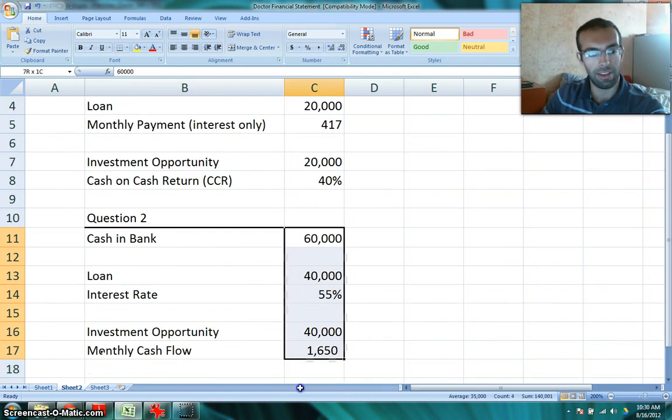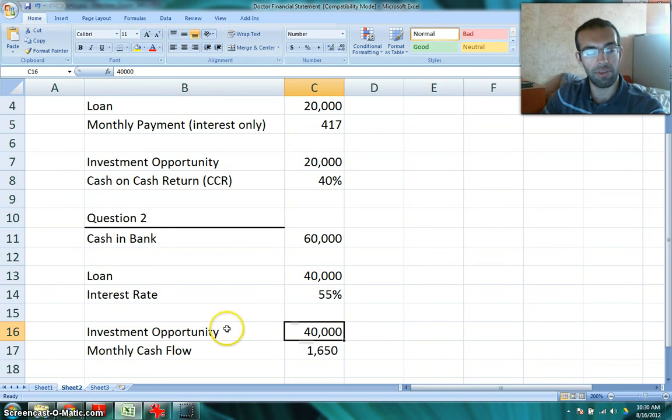For the next one, the loan is $40,000. You've got $60,000 in the bank. The interest rate on that loan is 55%, and the investment opportunity in front of you requires $40,000 down and gives you a monthly cash flow of $1,650. Which decision would you make here?